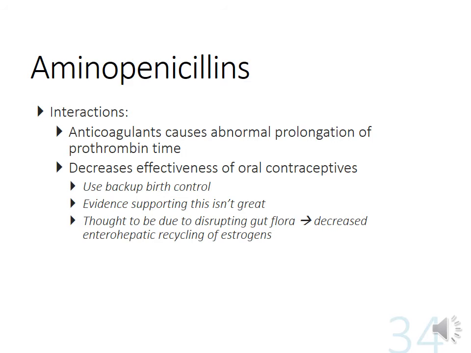Gut flora can then cleave that binding, allow the estrogens to be free again, and then they can be reabsorbed into the systemic circulation. So the idea is if I give an antibiotic that clears out this gut flora, or alters it to some degree, you're going to have less of that recycling happening, and thus your blood levels of estrogens can actually drop. That's the reason they say if you're on an antibiotic course, you should use a backup form of birth control.